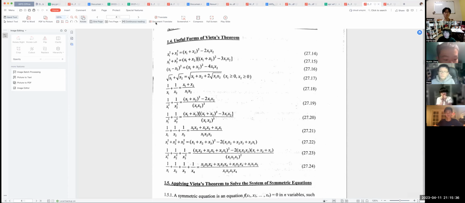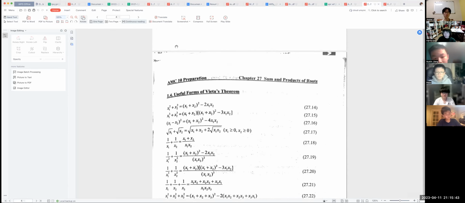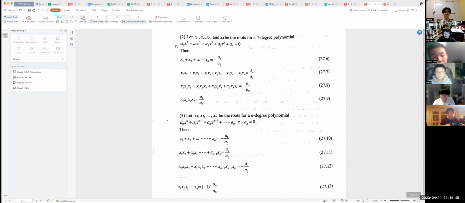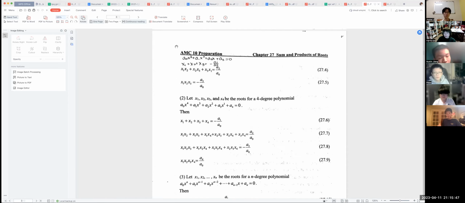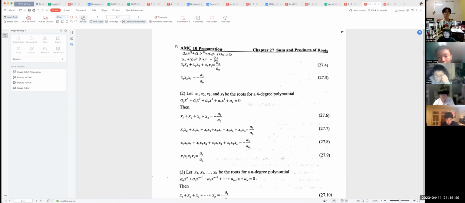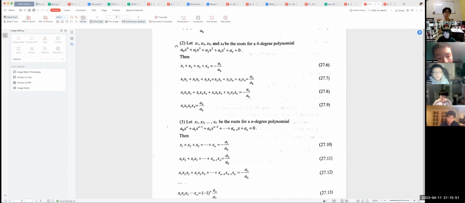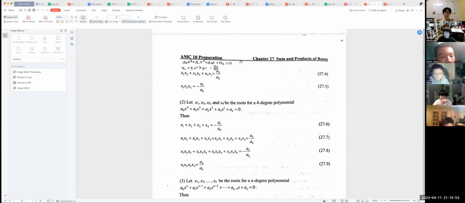Useful forms of the Vieta theorem. I highly recommend everybody watch them a couple of times before you do the homework, and also these ones. These 2 pages are very important, because I already wrote them all here, as long as you can read them clearly. OK, so that's it.